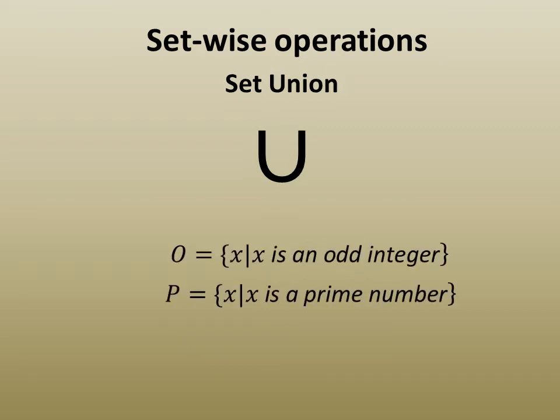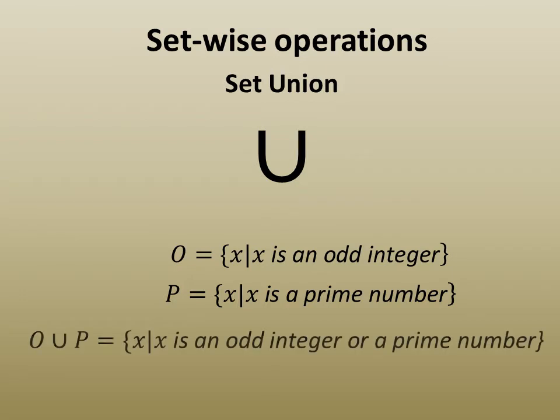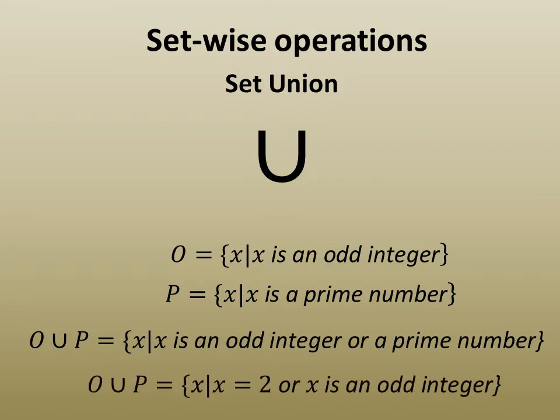Next, let O be the set of odd integers, and let P be the set of prime numbers. The predicate of their union is the disjunction of the predicate of O with the predicate of P. You may already be aware that this could be simplified, using the equivalent predicate read as the set of all x, such that x equals 2, or x is an odd integer.